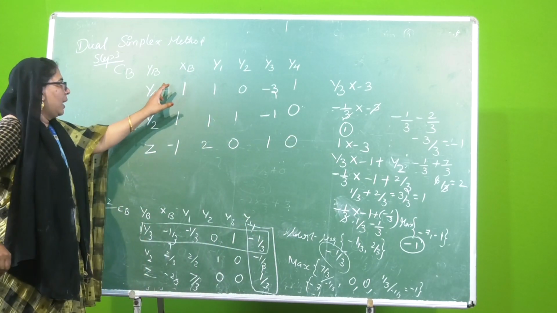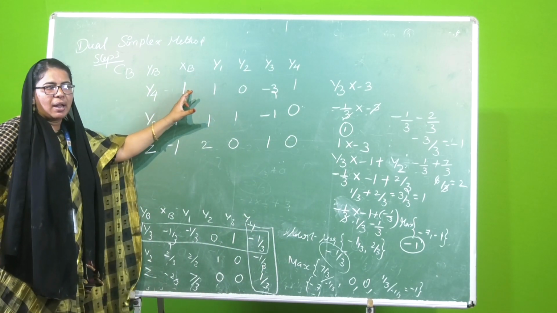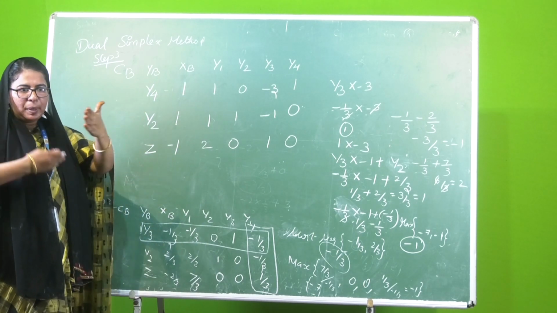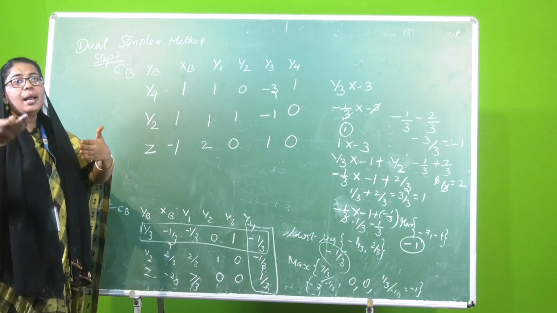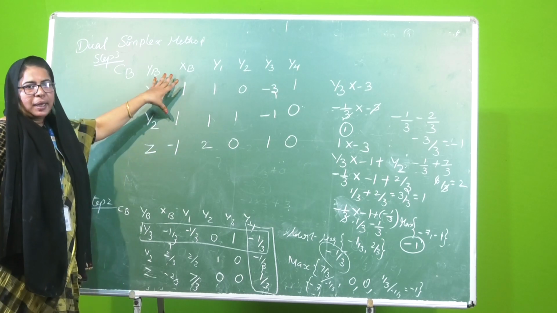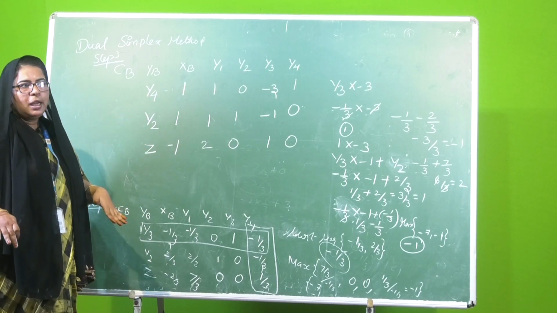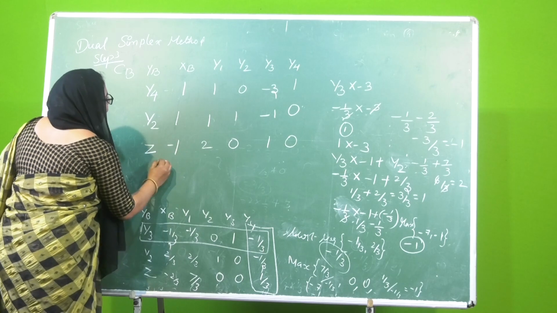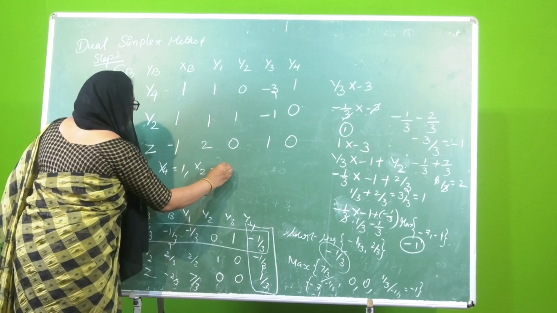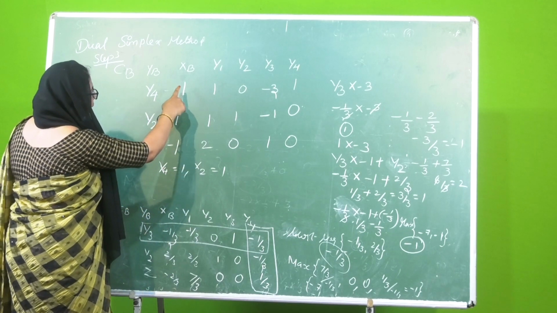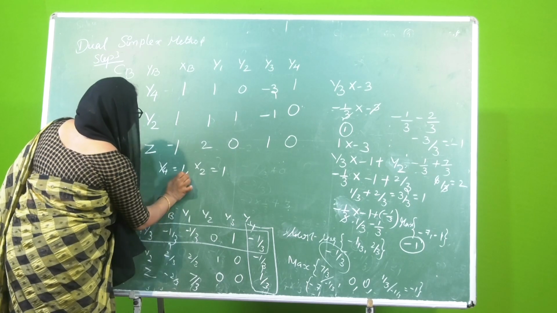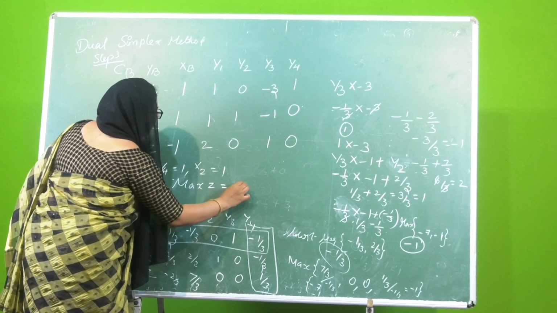Now we see the XB value. In the XB value, only positive values occur. If a negative value occurs, you repeat the same process until you get positive values. In this problem, the XB values become positive, so the problem is over, finished. So Y4 equals 1, X4 equals 1 and X2 equals 1. Maximize Z equals -1.